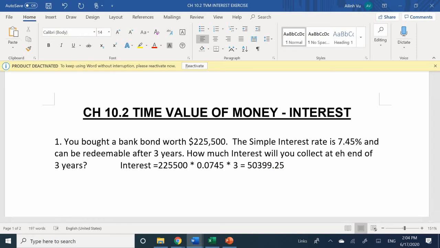All right. How do you find your future value? Take the interest and you add the principal. So future value is going to be what? The interest is 50,399.25. Well, you've got to add that and the 225,500. Yes. That is your principal.